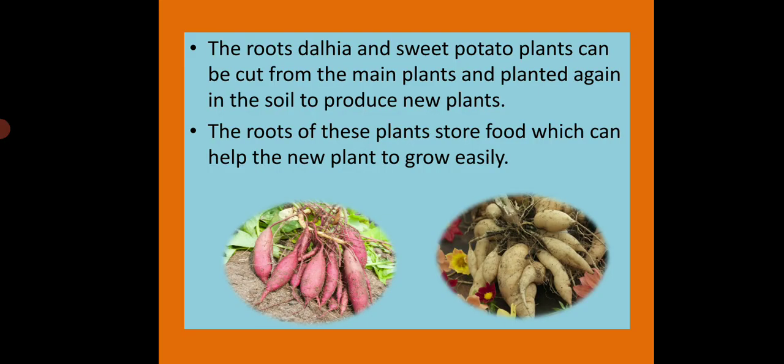First, we see about reproduction from roots. The roots of dahlia and sweet potato plants can be cut from the main plants and planted again in the soil to produce new plants.